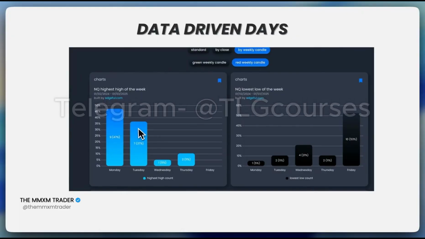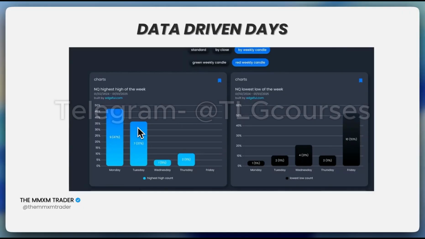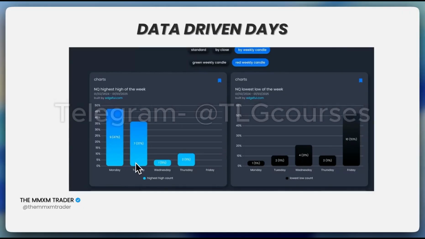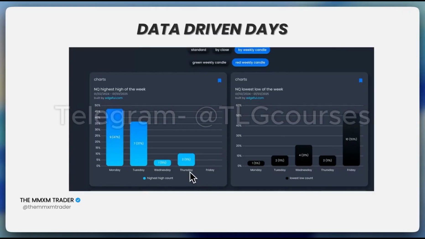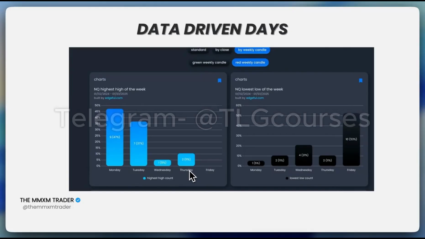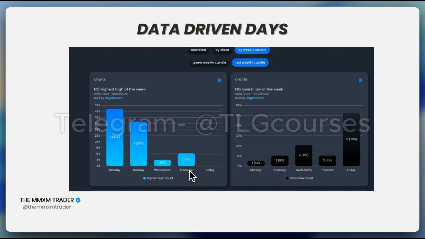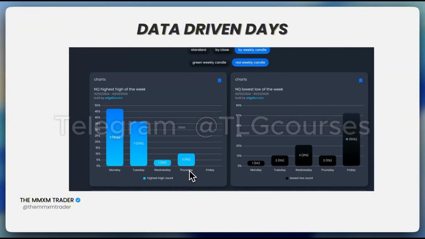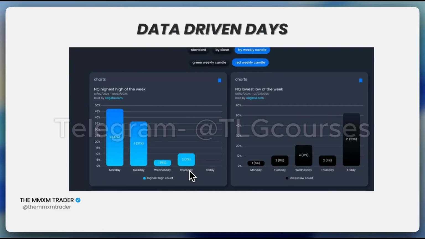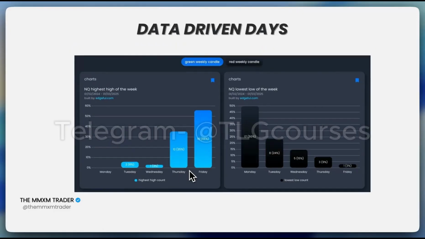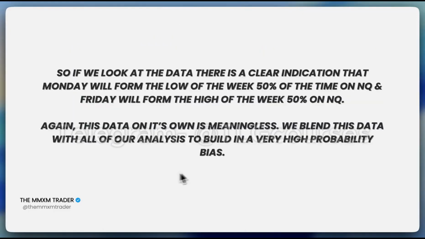Data-driven days, right? So if we look at the data on NQ, NQ has the tendency to create a low of the week on Mondays, 50% of the time, and a high of the week on Fridays, 50% of the time. That's a massive data point, okay? So clear indication that Monday will form the low of the week 50% of the time on NQ. Friday will form the high of the week 50% of the time on NQ.